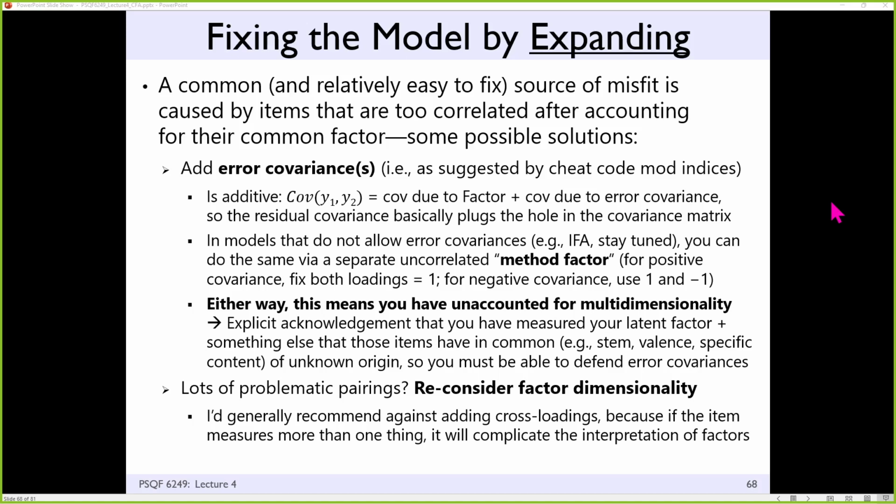In the code, in Mplus, if it's items 1 and 3, it'd be item 1 with item 3. That would give you an error covariance. In lavaan, it would be item 1 squiggle squiggle item 3. Same thing. That's one choice. And if there's only one or two pairs of items that have a problem, that might be a reasonable thing to do if you can defend it based on their content or some other feature that they have in common.